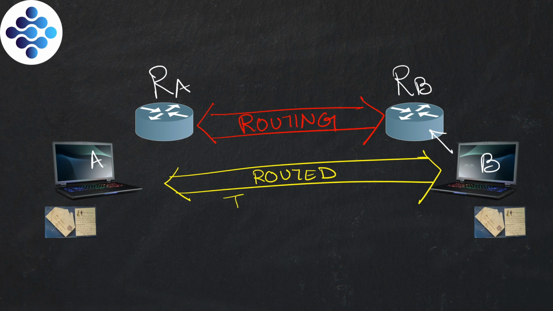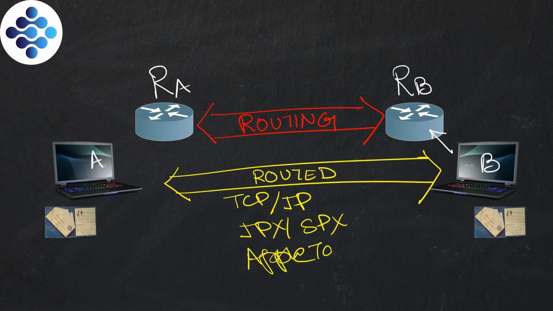The examples are like TCP/IP, IPX/SPX, AppleTalk. But IPX/SPX are no more in use. Only TCP/IP is in use. And regarding routing, there are so many routing protocols, and in our future sessions we'll be talking in depth about all those.